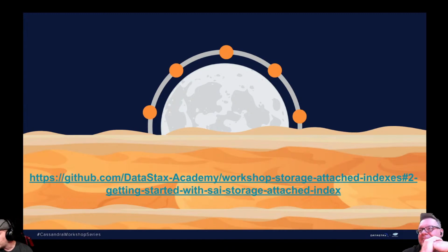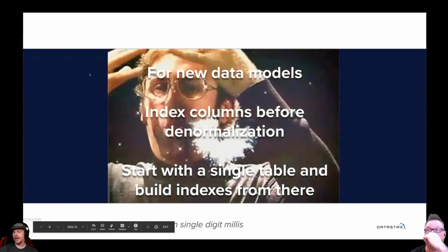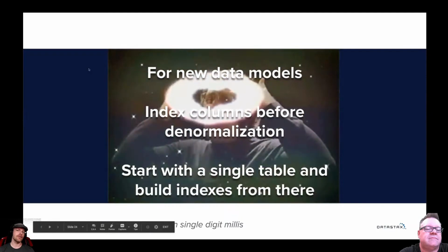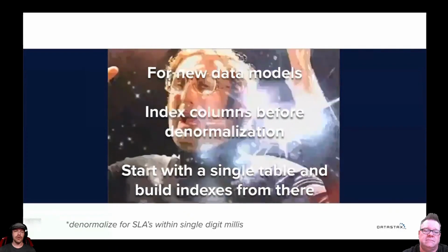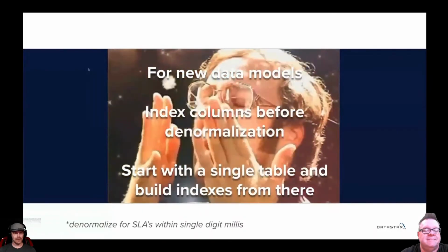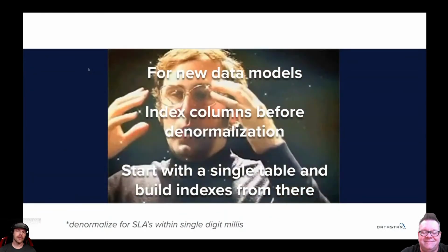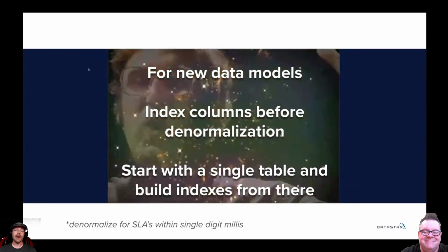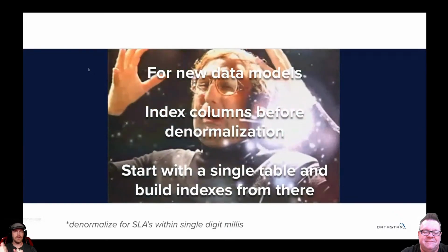Thank you, Jappreet. Do we still need to do denormalization with indexing? Notice the little fine print at the bottom: denormalize for SLAs within single-digit millis. There are a couple of different cases. For one, if you have tight SLA requirements that require your response times to be within single-digit milliseconds, you're still going to want to denormalize. However, if you don't have that kind of requirement, then what we're suggesting is start with a single table, and you can index off of that.